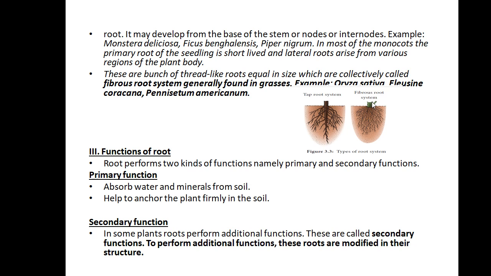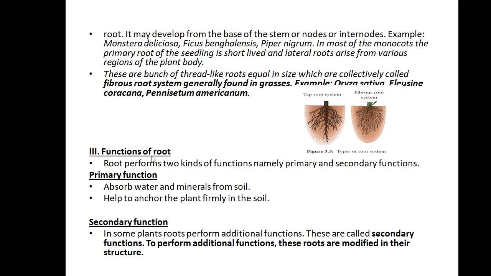In this root, which is arising from the node or the internode of the base of the plant, examples are Monstera deliciosa, Ficus bengalensis, Piper nigrum, mostly in monocots. The primary root of the seedling is short-lived and lateral roots arise from various regions of the plant body. These roots are thread-like structures, equal in size, collectively called the fibrous root system, generally found in the grasses. It is also seen in Oryza sativa, Pennisetum americanum. So these are all examples of fibrous root, and this is the example of taproot system.